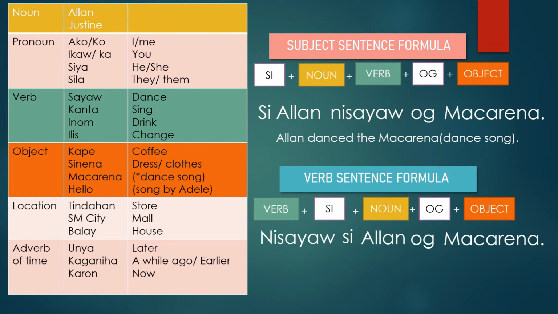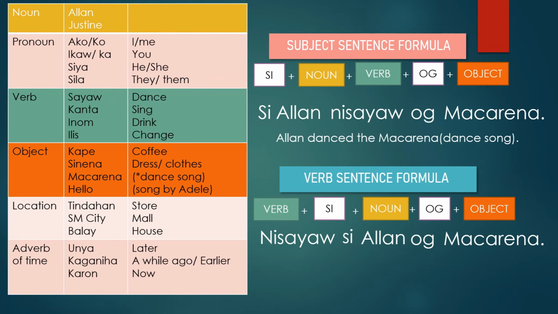For us locals, we tend to use the verb sentence formula if there is a verb. So some will use the subject sentence formula, like this one, si Alan nisayaw og Macarena. But most of the time, we use nisayaw si Alan og Macarena. Okay? Both are correct, by the way. So you can choose which one. But I personally prefer using the verb sentence formula.